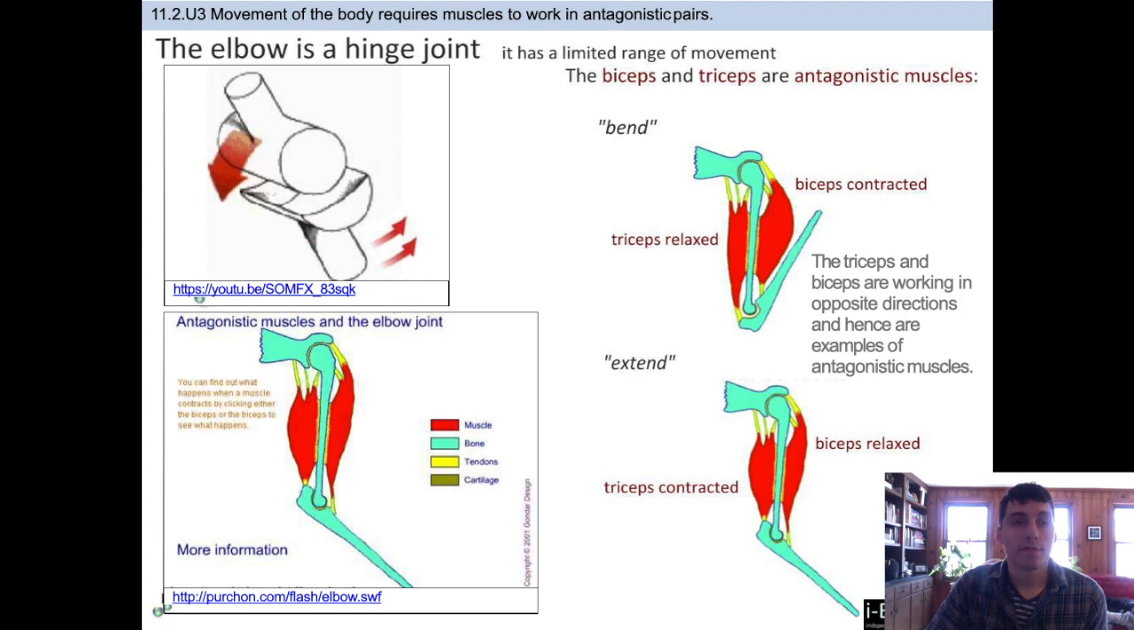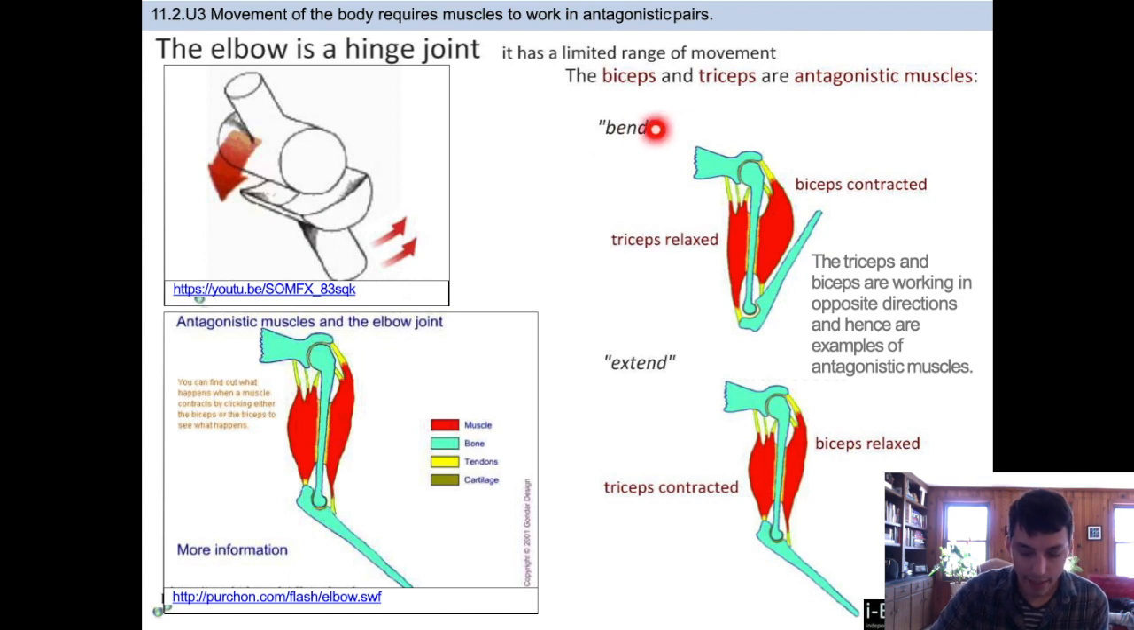There are a couple of different types of joints that we're going to talk about. The first and pretty simple one of these is the hinge joint. So the elbow is an example of a hinge joint. So you can see here, it's a hinge. It only works in one direction.